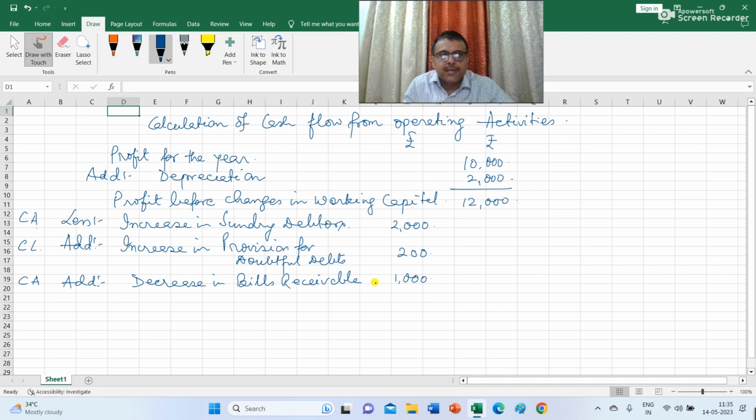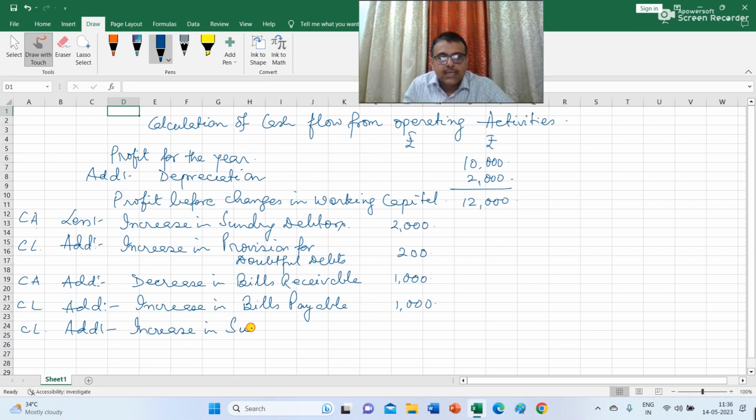Next item is bills payable. There is an increase in the amount of bills payable. You can see in the question. So I have to add back increase in bills payable. And the amount is for rupees 1000. Next item is sundry creditors. There is again an increase in sundry creditors. So I have to add back, and sundry creditors is a part of your current liability. So I have to add back increase in sundry creditors. And the amount is for rupees again 1000.